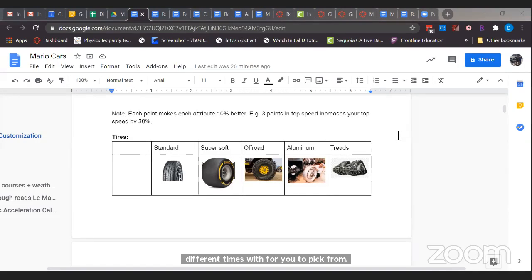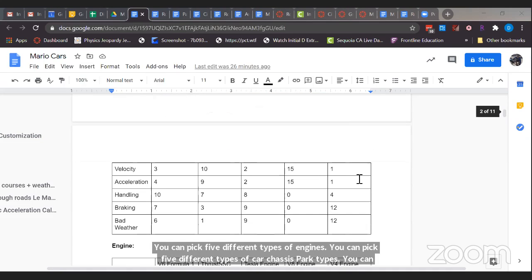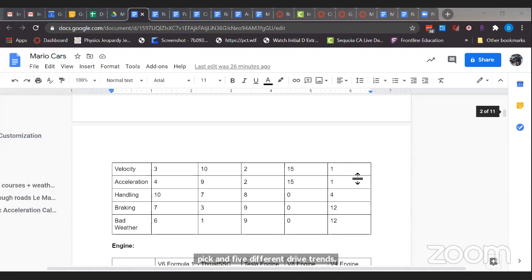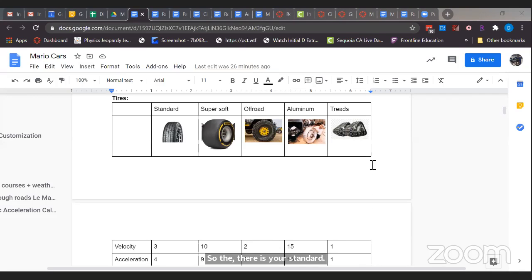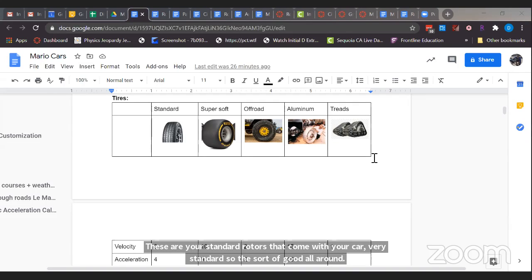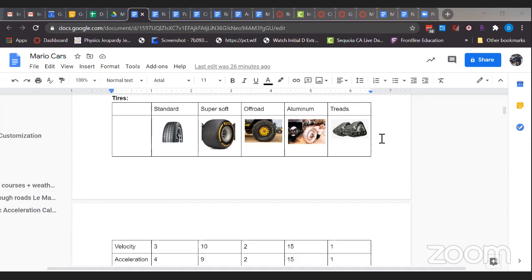There is your standard. These are your standard road tires that come with your car, very standard, so they're sort of good all around. You have your super soft tires. These are the tires that Formula 1 cars use, so they're very, very, very fast. Unfortunately, they are very bad outside of really perfect conditions. They have bad traction. They drift. So there are a lot of negatives with them. They're really good in perfect conditions, and not so good in other conditions.